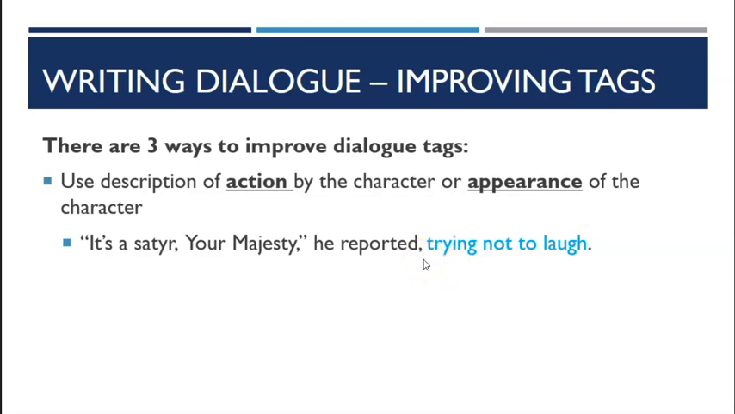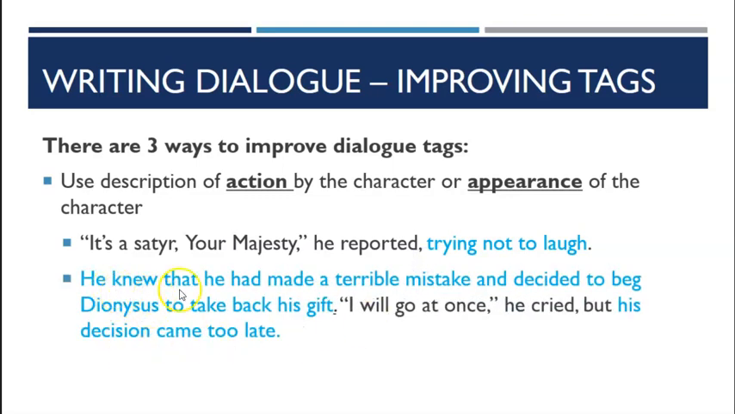Trying to not laugh. Another example, he knew he had made a terrible mistake and decided to beg Dionysus to take back his gift. I will go at once, he cried, but his decision came too late. So we have two sets of description here. The first is his thoughts, right? So we're given what he's thinking, right? And an internal decision that he makes. This is a complete sentence. And so you'll notice that because it is complete sentence, it has nothing to do with how he said his words. It ends in a period.